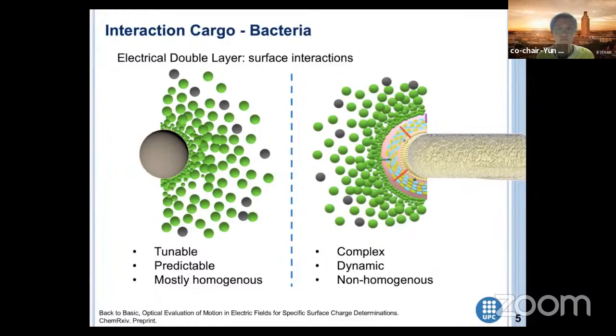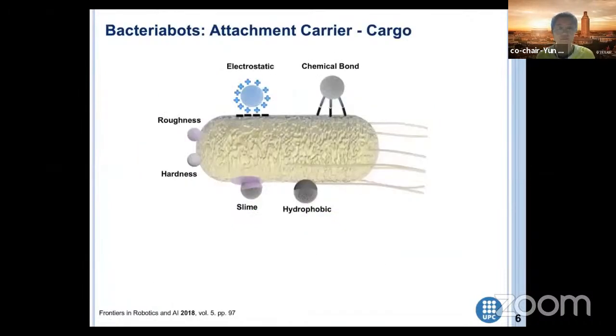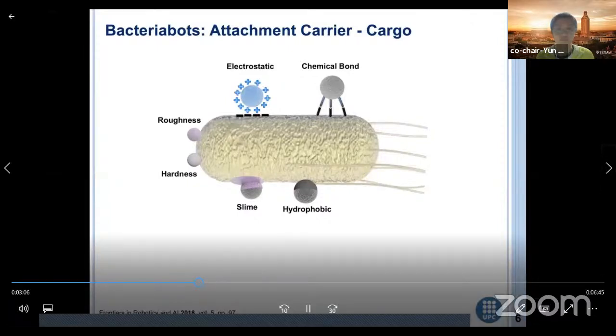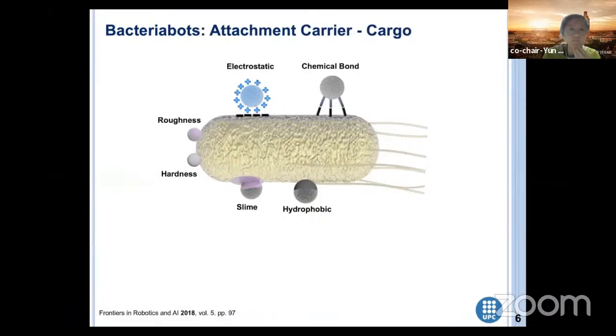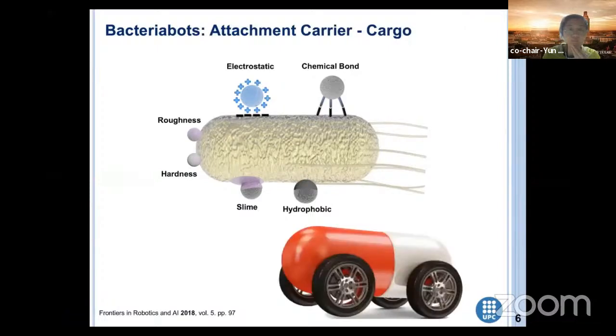So we take all these features into account in order to develop different attachment strategies for the assembly of bacteria bots. These are based on chemical bonding interaction, electrostatic, roughness, hardness, the slime produced by the bacteria themselves, or even hydrophobic interactions. All of these strategies are aimed at developing, in perspective, transportation systems with relevance in fields like nanomedicine.